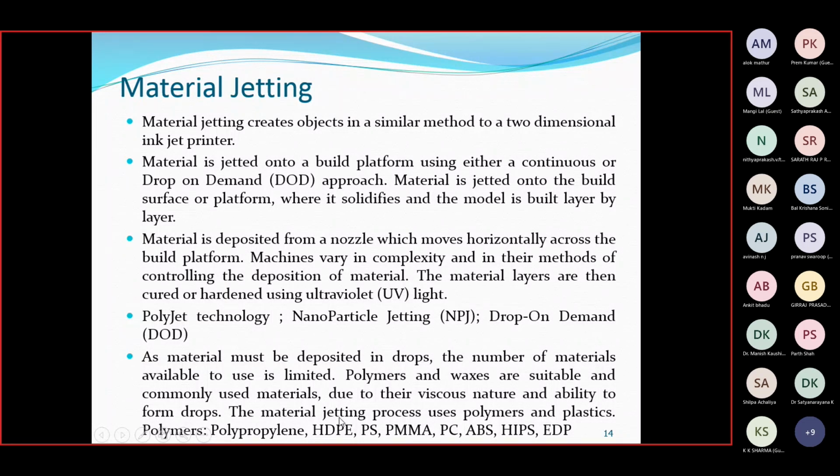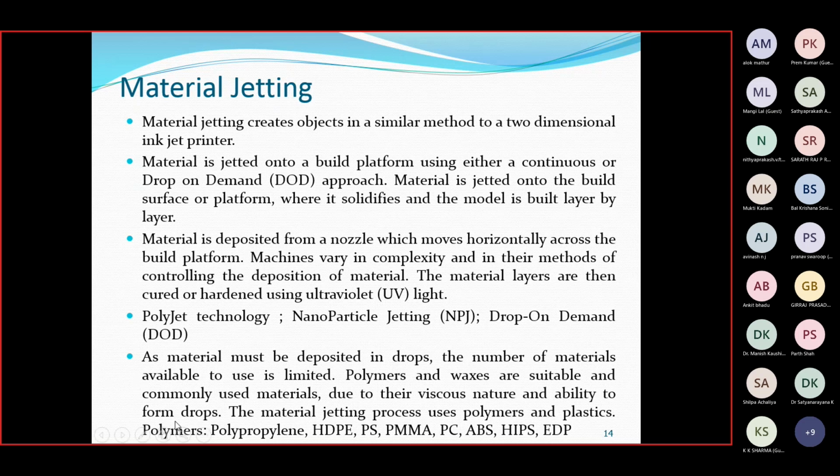Okay, so in the material jetting process, we mostly use polymers and plastics, or you can say wax is also used. Among polymers you can use polypropylene, HDPE, PS, PMMA, PC, ABS, then HIPS. You can use EDP also. So these are different types of polymers. They have their own strength, and they have their own melting temperatures and so on, so you have to be careful about that.